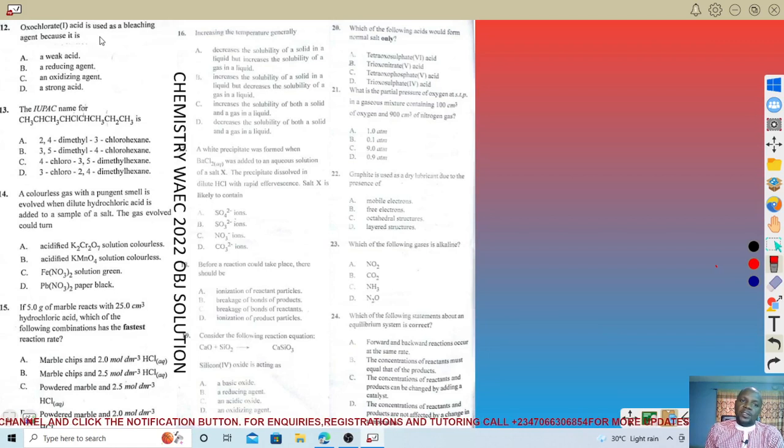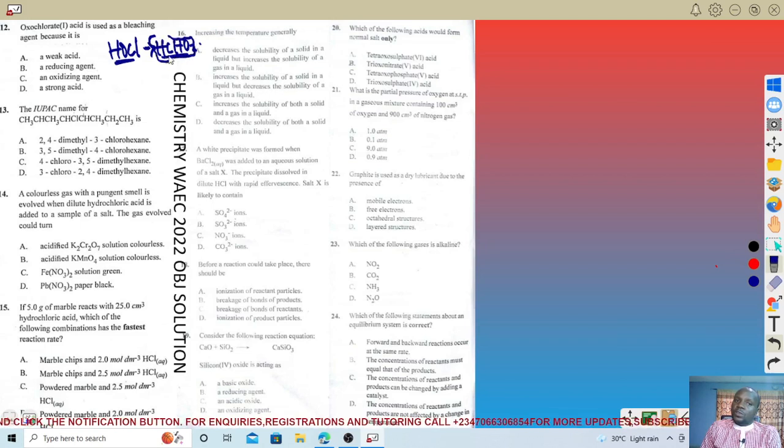Now oxochlorate 1 acid is used as a bleaching agent because of chlorine. Oxochlorate 1 acid is HOCl, chlorine and its compound, halogen and its compound. So the reason is because when it is left, it is not stable because it reacts with a lot of things in the atmosphere. So it gives you HCl plus O2, you know what I mean? So for example, if this guy is combined with oxygen, you expect something like this, or with water, because water vapor is what is present in the atmosphere.